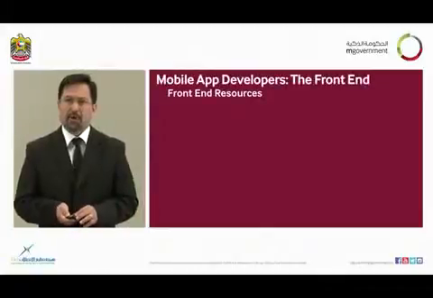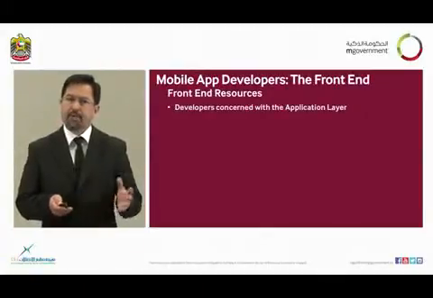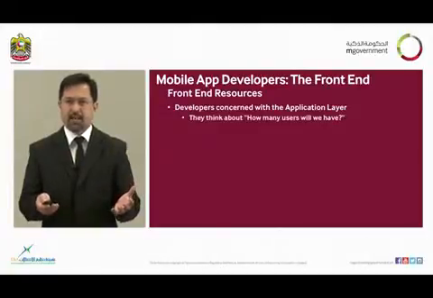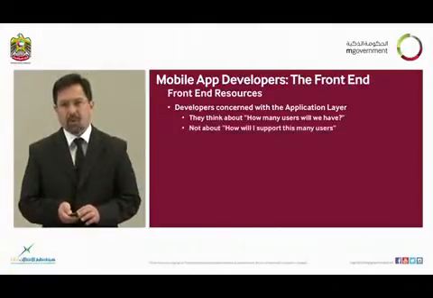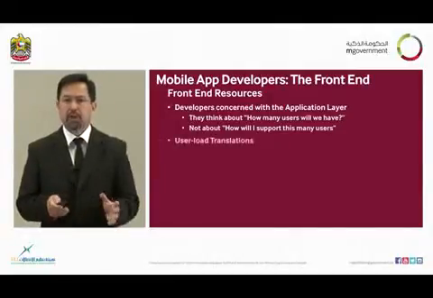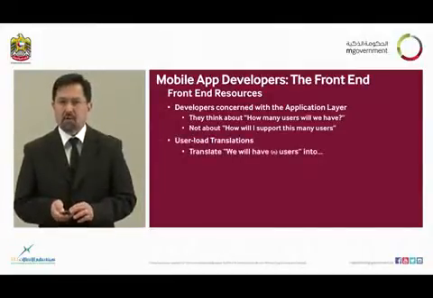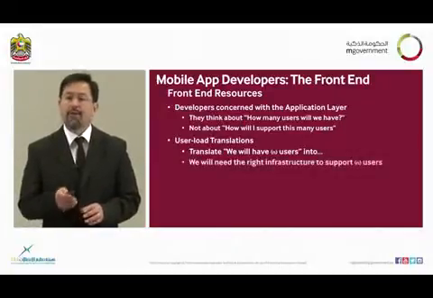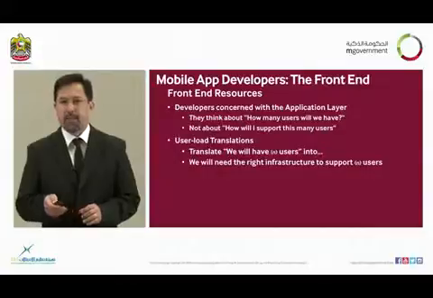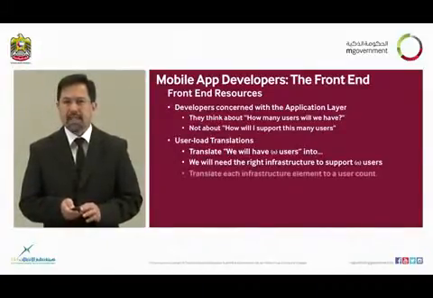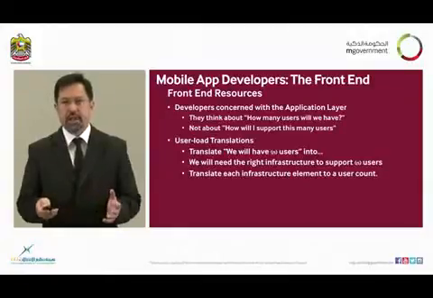Mobile app developers on the front end think of the front end resources in terms of how many users will we have, not about how will I support this many users. So here's some good tips to do some user load translations. Translate from we will have n users into we will need the right infrastructure to support n number of users. Here's an example. Translate each infrastructure element to a user count.